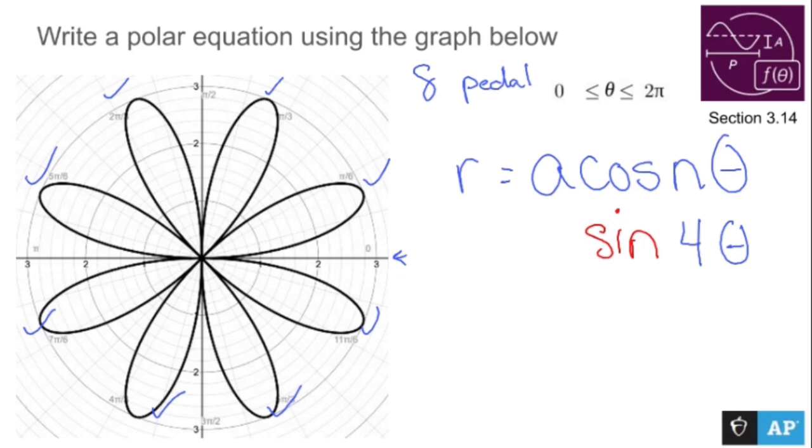Now, I have to find the amplitude. That's the easy part. The amplitude is the maximum value that these petals stretch out to. These all stretch out to 3, which means the number in front of sine is also going to be 3. So the equation for this polar graph here is going to be r equals 3 sine 4 theta. Isn't that nice?